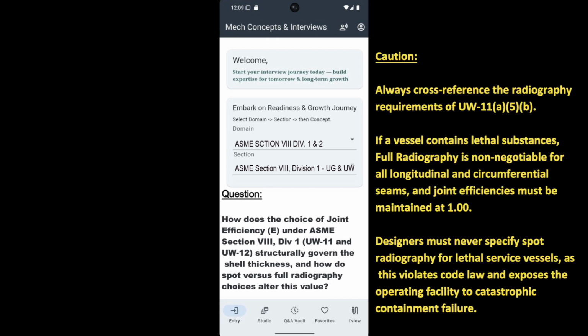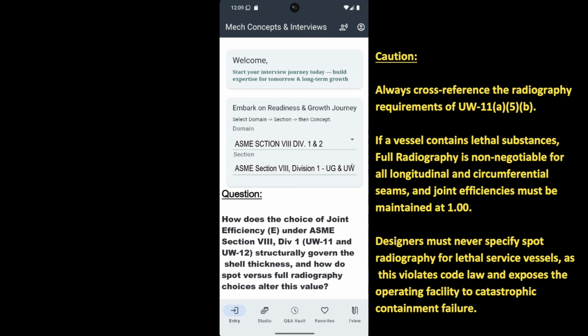If a vessel contains lethal substances, the radiography requirements of UW-11(a)(5)(b) become absolute. Full radiography is entirely non-negotiable for all longitudinal and circumferential seams. So no exceptions. No. The joint efficiencies must be maintained at 1.00. A designer must never specify spot or no radiography for a lethal service vessel. Doing so violates the fundamental law of the code and exposes the operating facility to catastrophic mass casualty containment failure. When toxic release is the failure mode, the code offers zero tolerance for structural shortcuts.